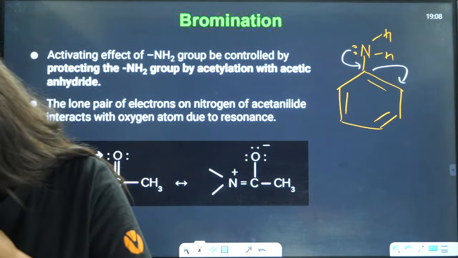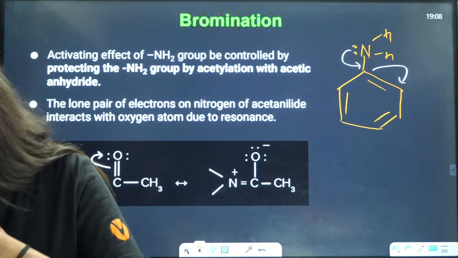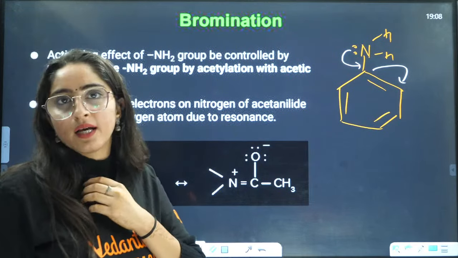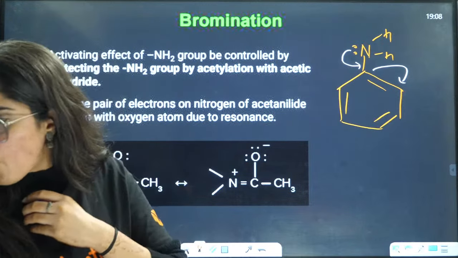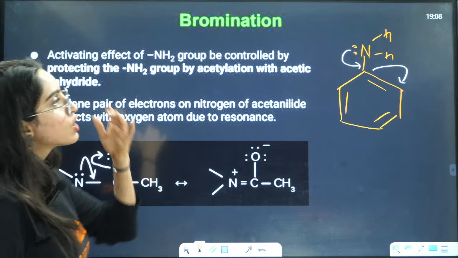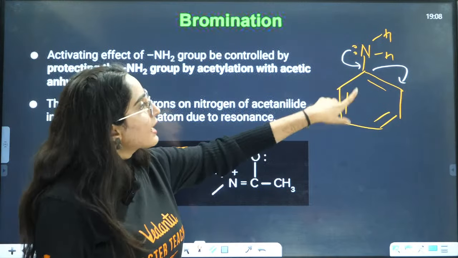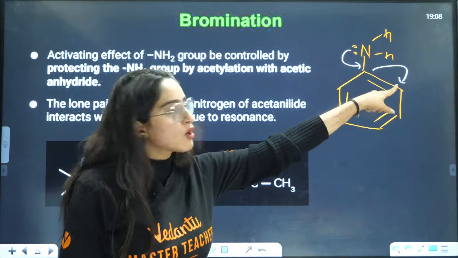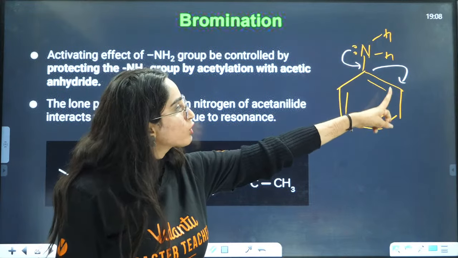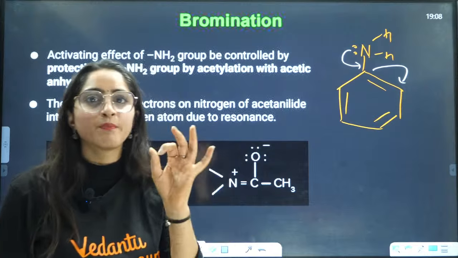Very good, Aditya. Ma'am, Br2 and CS2 won't do that, ma'am. No, here it will not do that. Here you need to add Br2 water, bromine water, because it is polar in nature. So now this lone pair is going to shift here. Electrons are going to shift to the ortho and para positions in simple aniline.